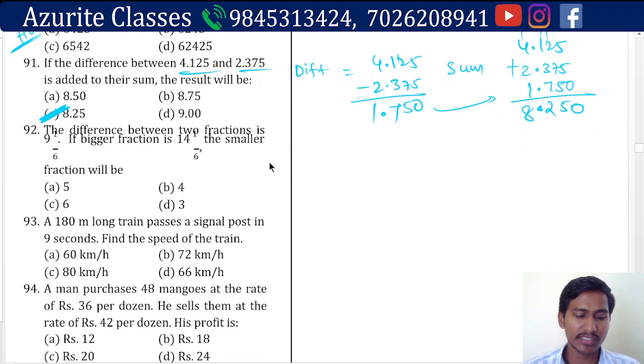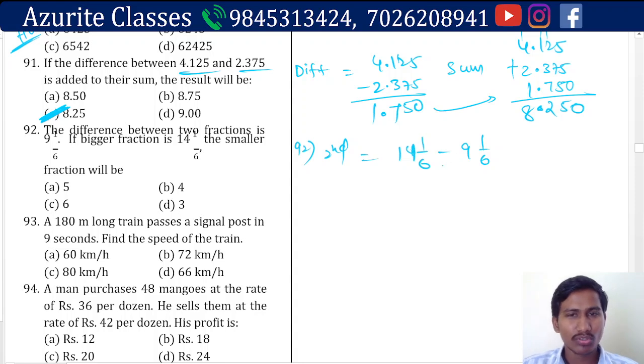Okay, good. Next is question 92. The difference between two fractions is 9 and 1 by 6. If the bigger fraction is 14 and 1 by 6, then the smaller is. Difference means you directly take the difference, and you will get the second fraction. So the second fraction we have to subtract: 14 and 1 by 6 minus 9 and 1 by 6. So it will be how much? You can directly take 14 minus 9.